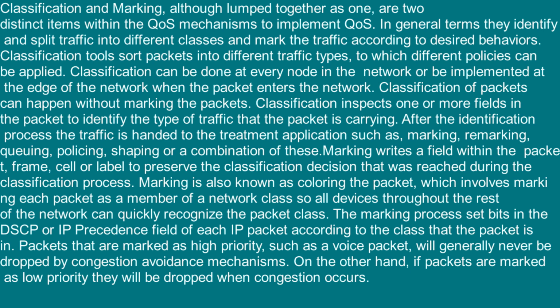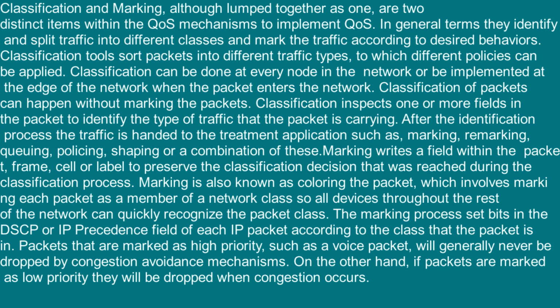Classification can be done at every node in the network or be implemented at the edge of the network when the packet enters the network. Classification of packets can happen without marking the packets. Classification inspects one or more fields in the packet to identify the type of traffic that the packet is carrying.